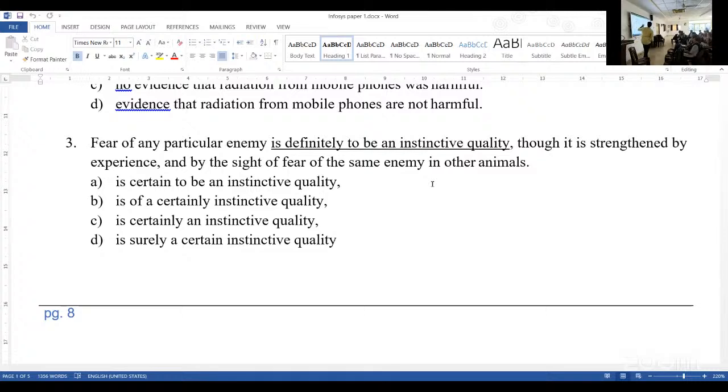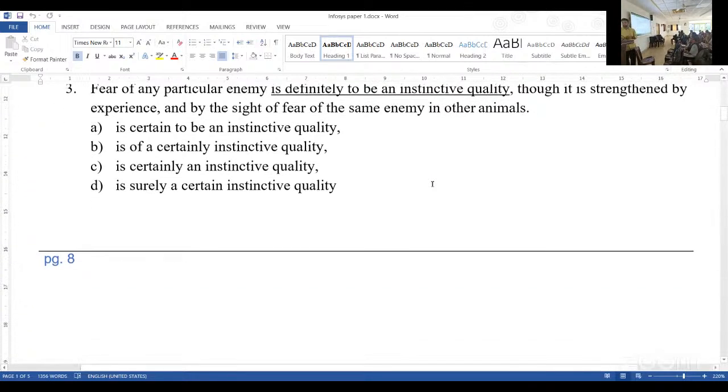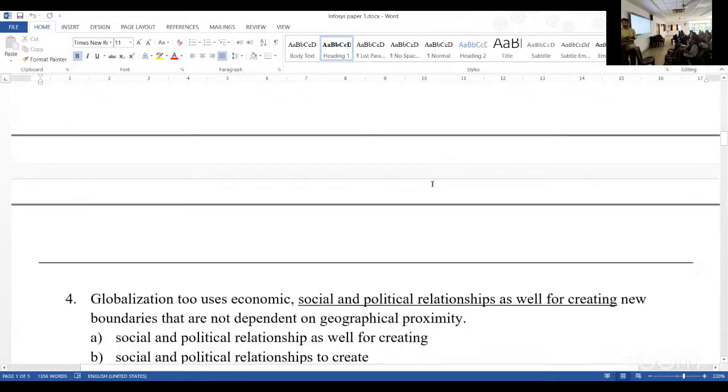Okay, wait. For a fear of any particular enemy is definitely, yeah, is certainly an instinctive quality. So we no need to use "to be" because there is nothing defined in future or future perfect. So that is the reason we need to make it in simple present. Next one.